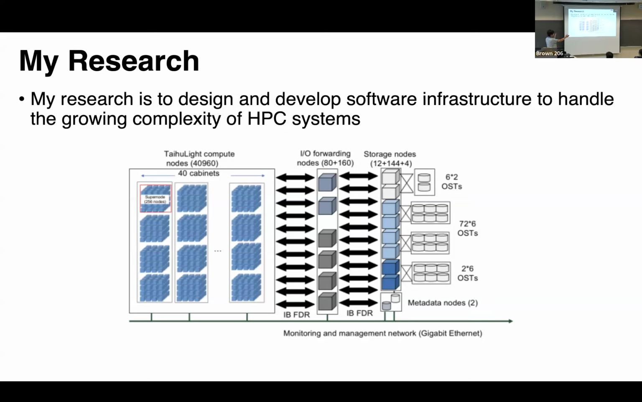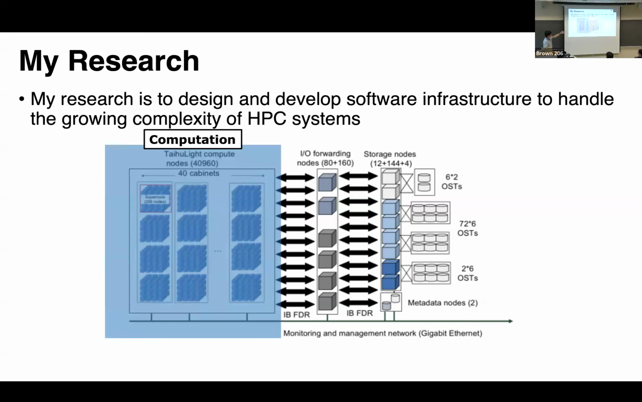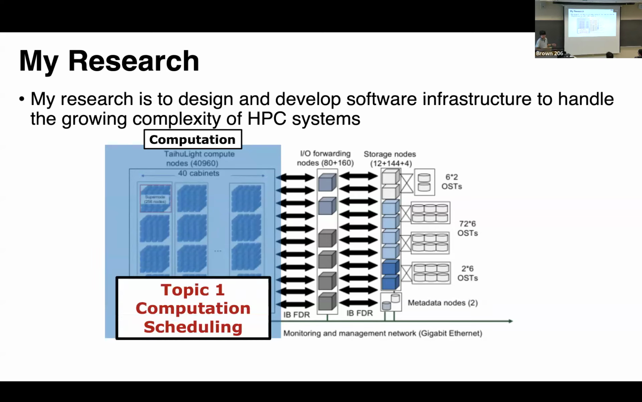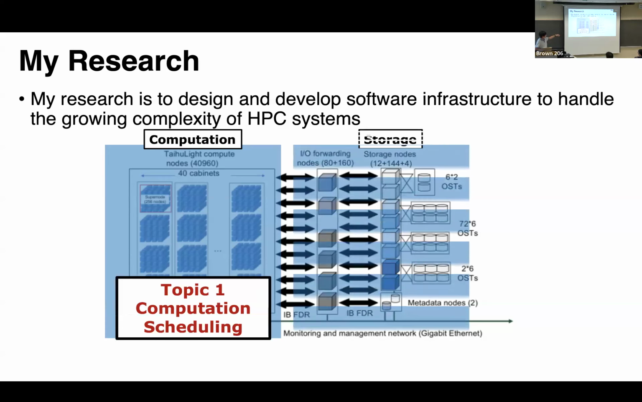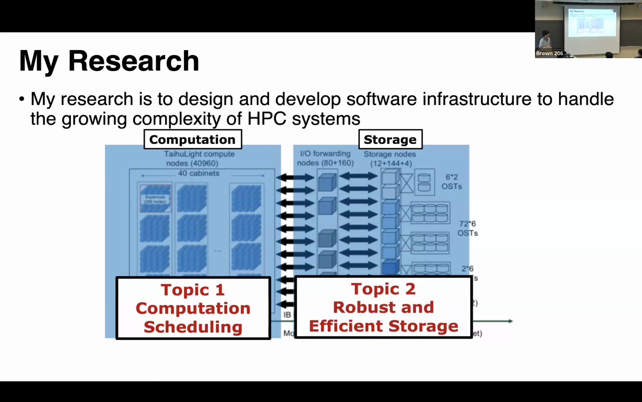So this is, again, a very high-level structure of HPC. You have a very large number of computing nodes, a good amount of IO forwarding nodes, and storage nodes, which are for data access. Those are the very basic structures. My research is on how to make computation more efficient, and also on the storage side. The computation part is mostly on scheduling, and on the storage side, we focus more on building robust and efficient storage.